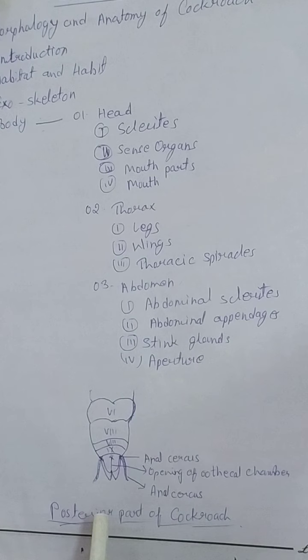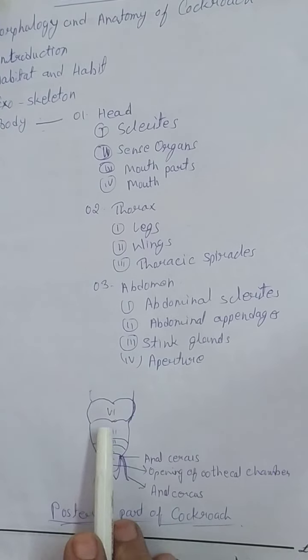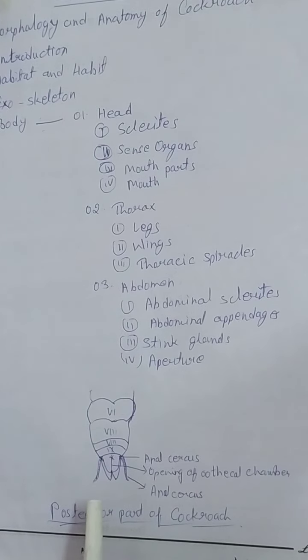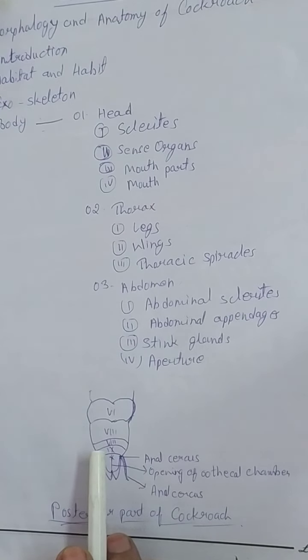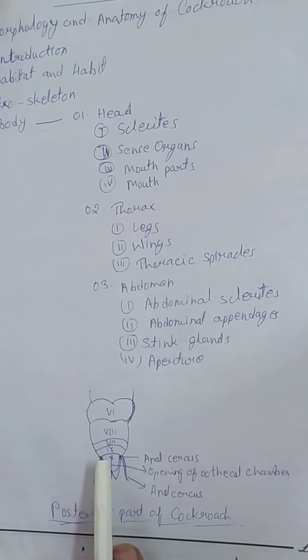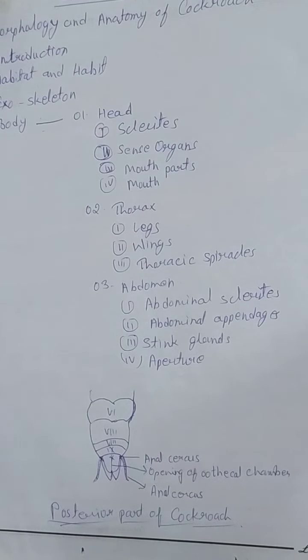And abdominal spiracles, 8 pairs of abdominal spiracles are present. The first pair is dorsal in position and lies on the lateral margins of the first abdominal tergum, and the remaining abdominal spiracles lie on both sides of their corresponding segments on the pleura between the terga and sterna.